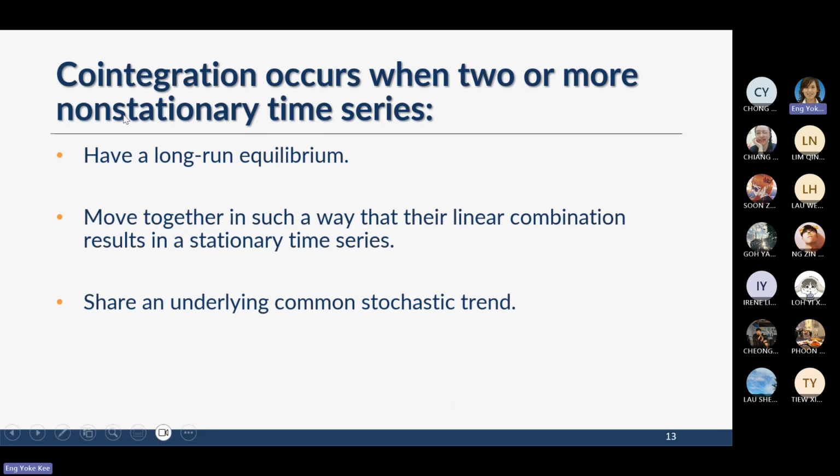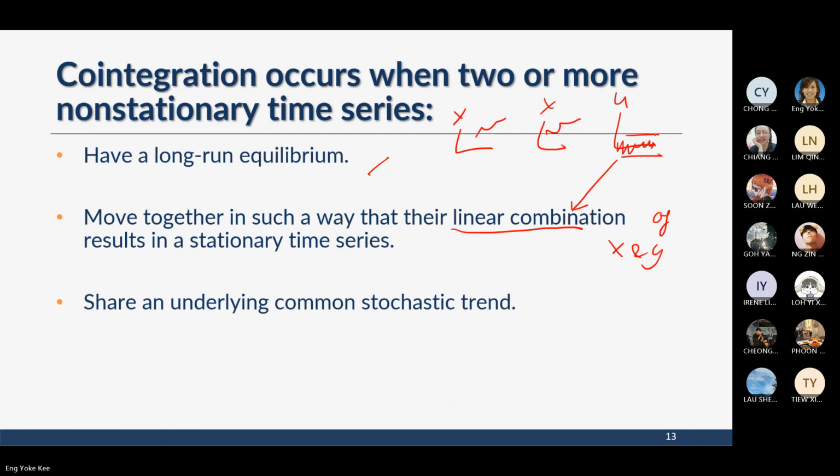Okay, so they move together in such a way that their linear combination results in a stationary series. So what does it mean? It means something like this. Y, X, each has a stochastic trend, but the linear combination, this is what we call the linear combination of X and Y, is stationary. This is what we see.